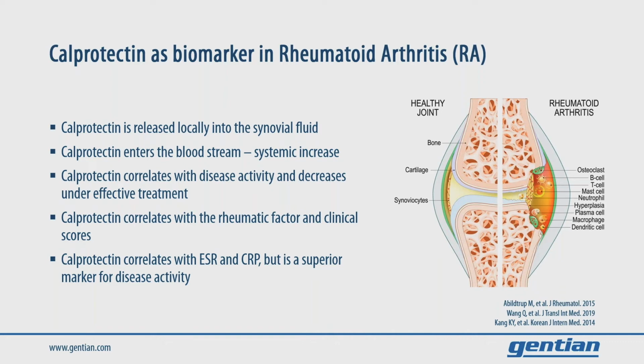And in addition, calprotectin correlates also with other inflammation markers typically used in RA diagnostics like erythrocyte sedimentation rate, ESR, and C-reactive protein, CRP. However, calprotectin can be a superior inflammation marker compared to ESR and CRP because calprotectin can detect low-grade inflammation and subclinical activity where classical inflammation markers are not increased.